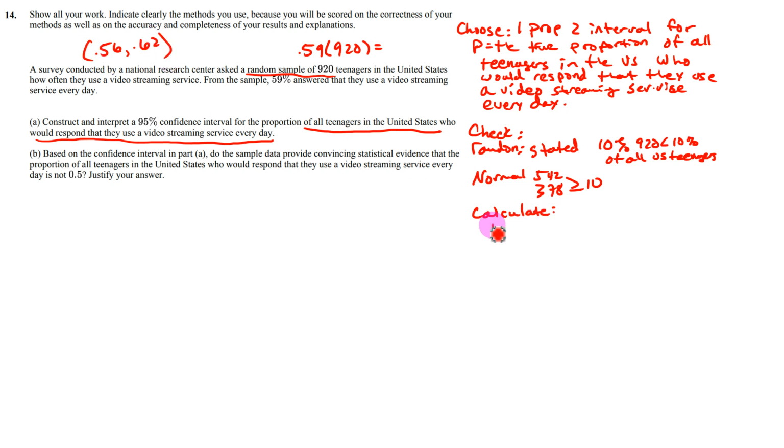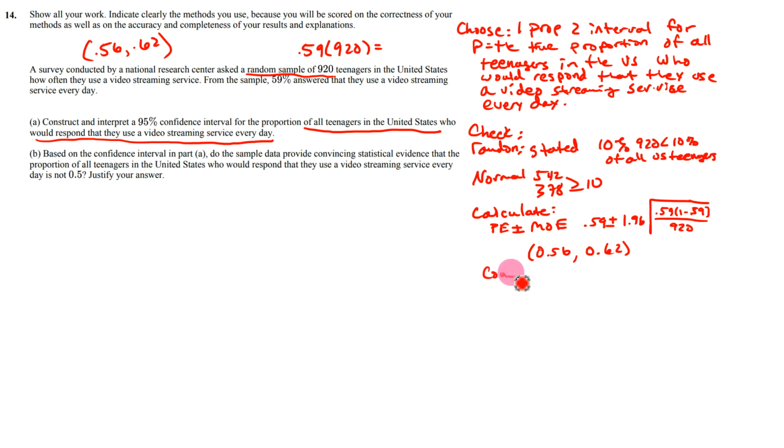Calculate: point estimate plus or minus margin of error. So the point estimate was 0.59 plus or minus, and we're at 95%, so 1.96 times the square root of 0.59 times (1 minus 0.59) over 920. And we get 0.56 to 0.62.